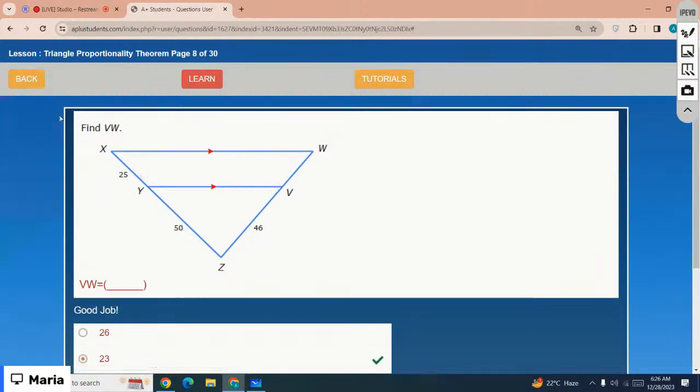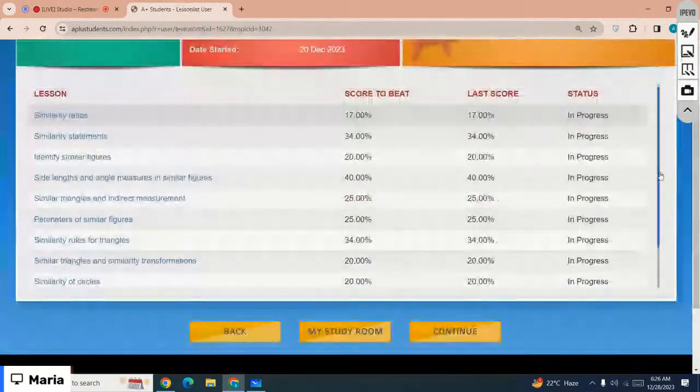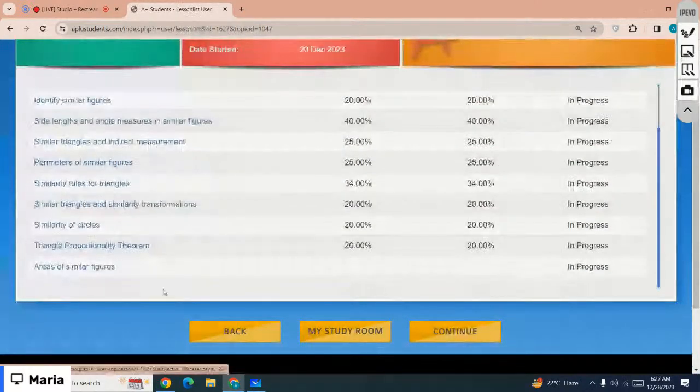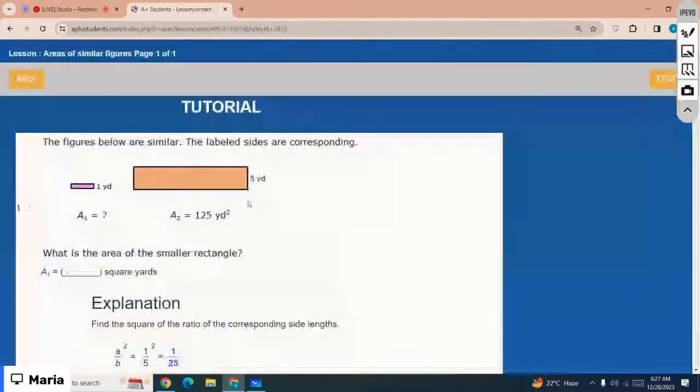Okay, you can complete the lesson by yourself later today. Let me just move on to the next lesson. And the next one is areas of similar figures. So let's just start with the lesson.